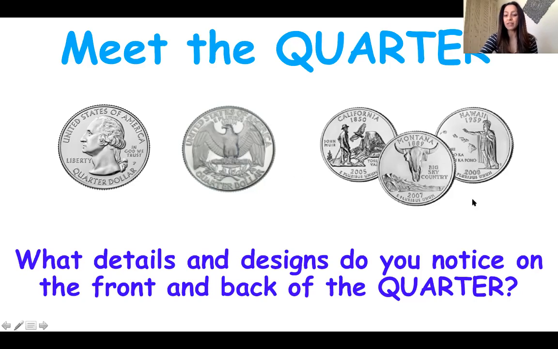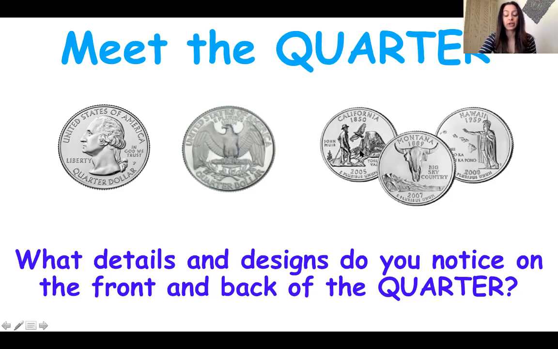But now look at all these quarters over here. The new quarters that they have today are all very different. One side has a head on it like this, but the other side might have an eagle, or it might have a different state on it. Now we have 51 states. So there's 51 different ways that a quarter could look on the other side.